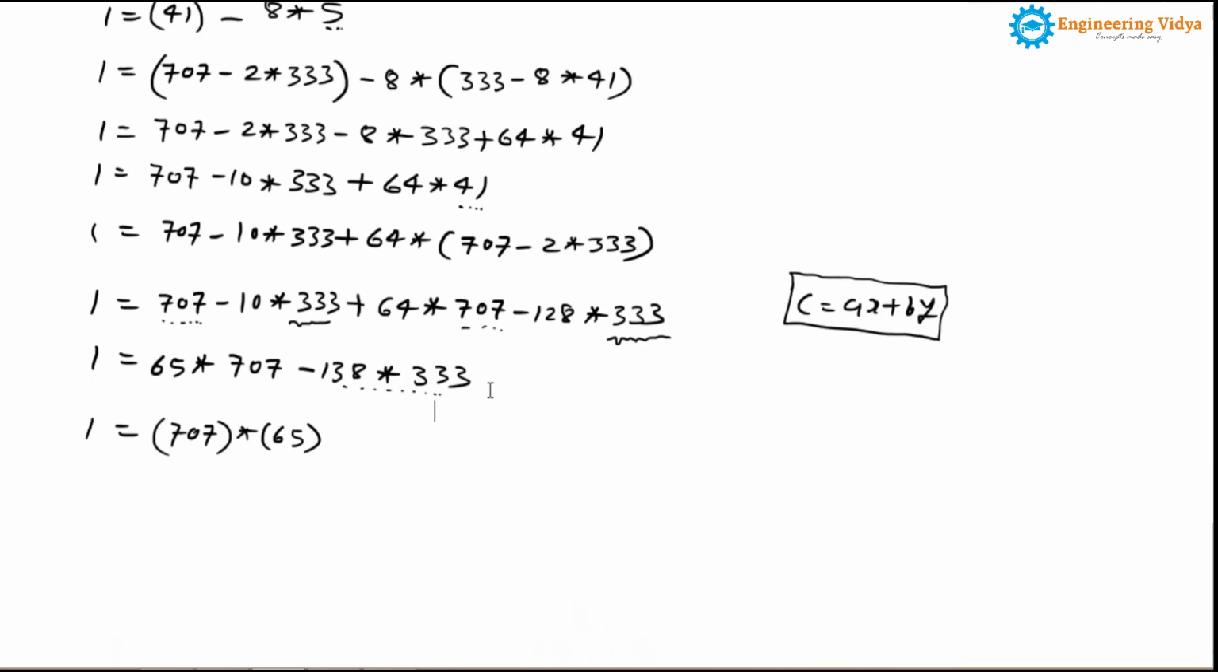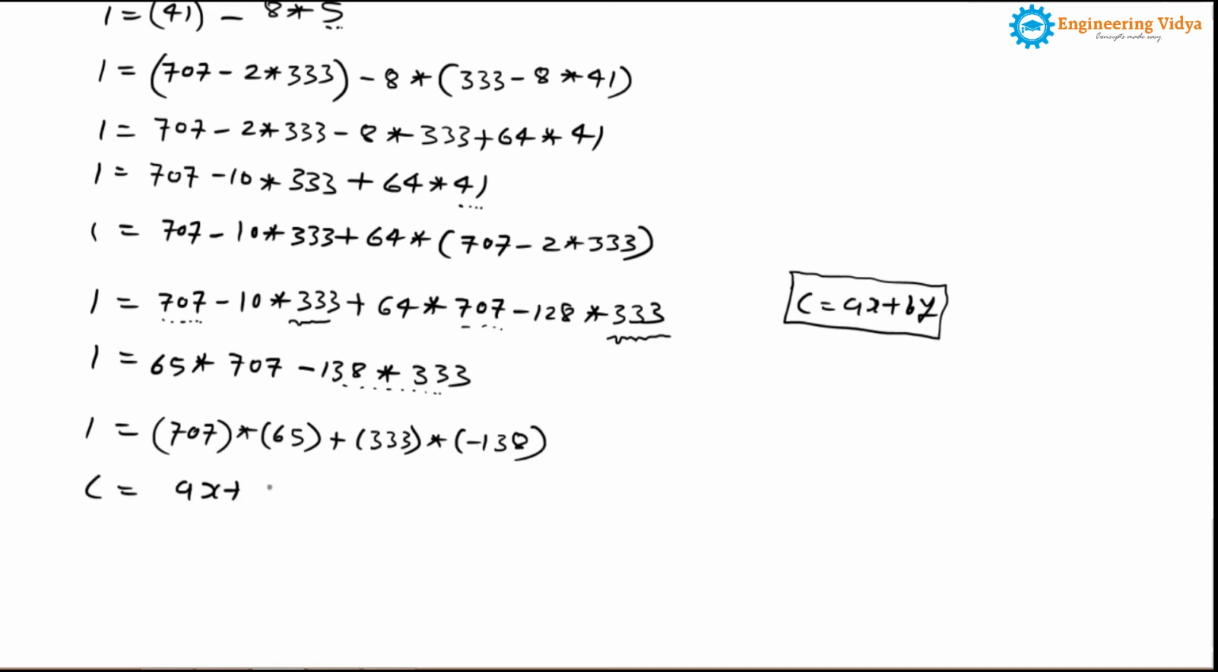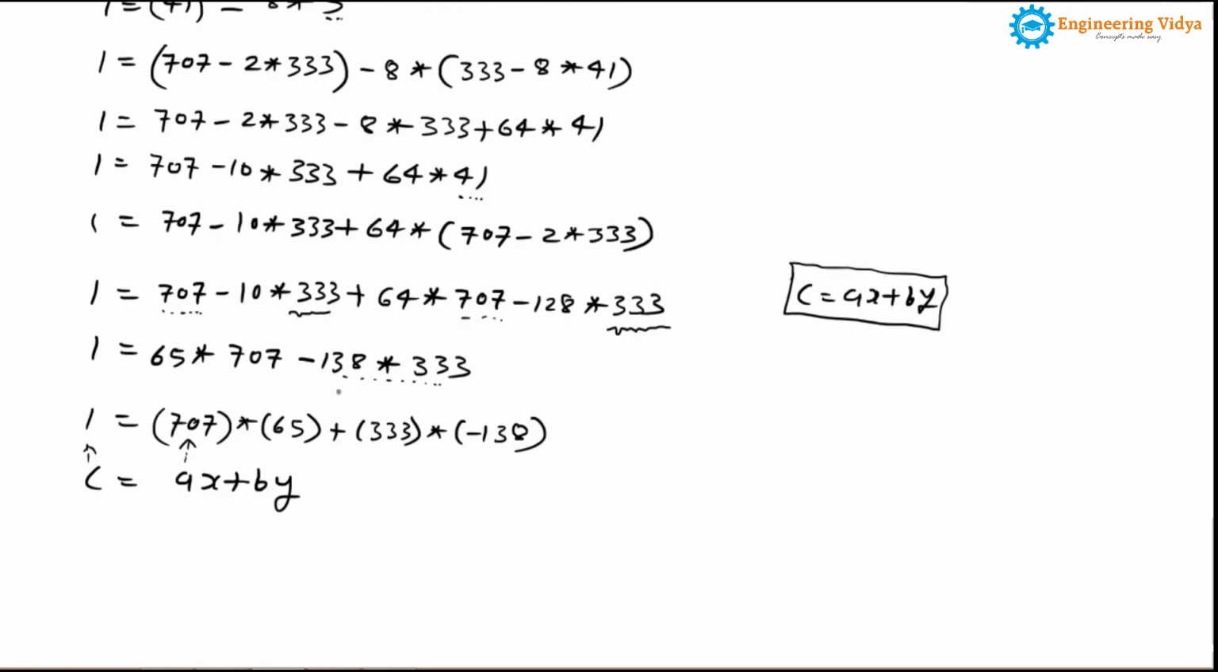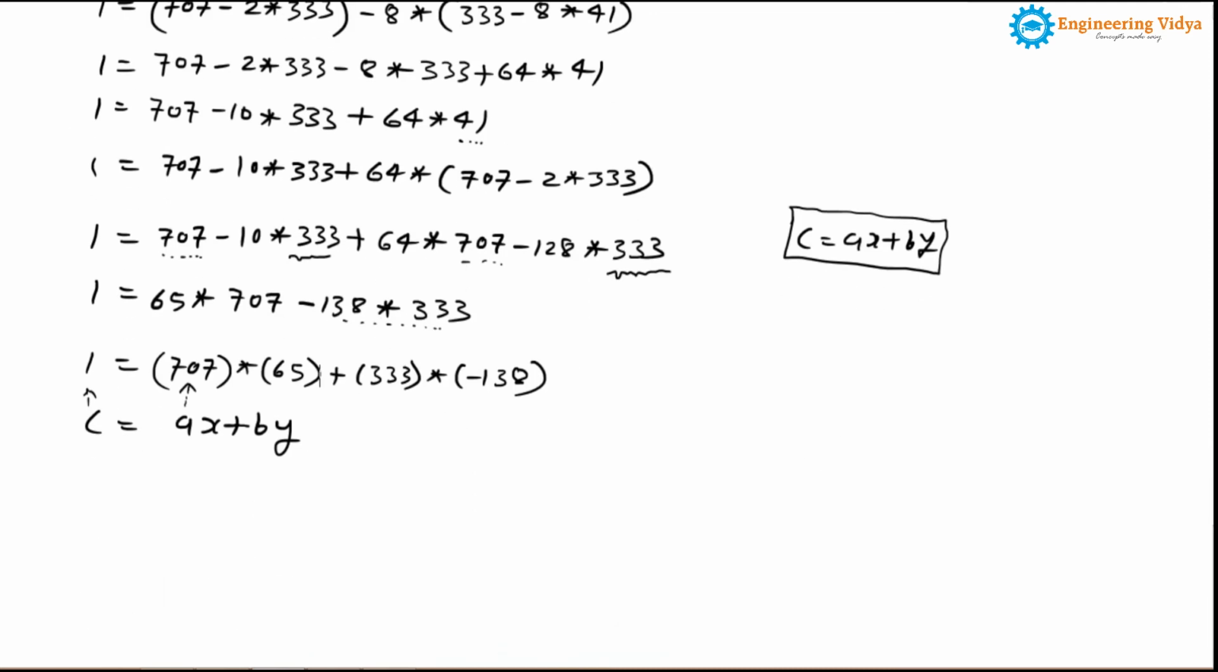Here the value of A is nothing but 333. So we'll write 333 over here, and 333 will be multiplied by minus 138. So now we'll express this equation as C equal to ax plus by. So this is the format of C equal to ax plus by. So now we'll do the comparison over here. So now after the comparison we can say C is nothing but 1. It is already given as C is nothing but 1, and A is nothing but 707. No, this is B, right? 707 is B. This is not A. So we're going to change this equation.